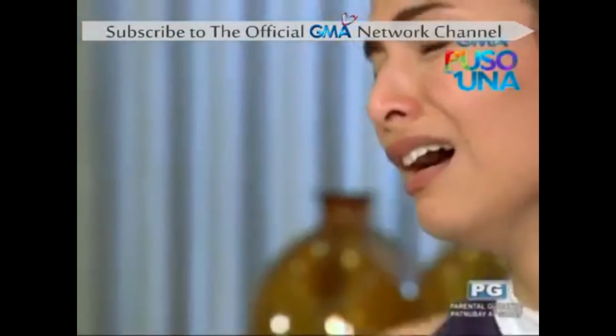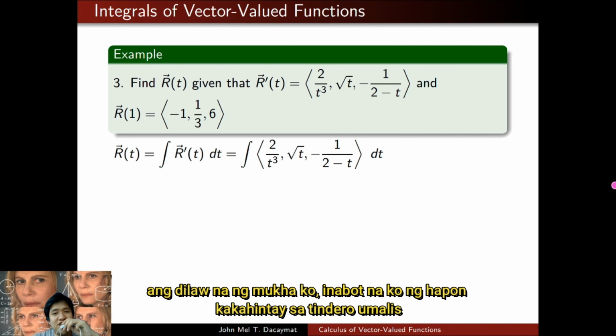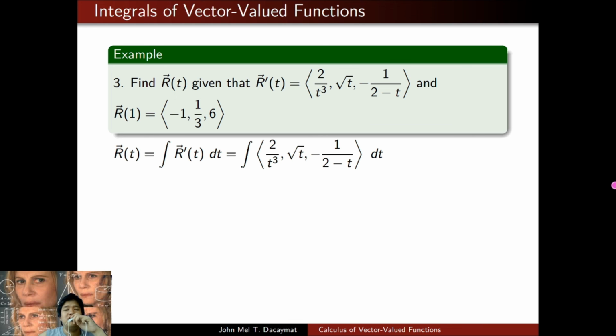Ayoko na! Tumigil ka na! Again, yan. Wala na yung tindero ng gulay. Naalala ko tuloy yung nagbebenta ng repolyo sa Avatar.